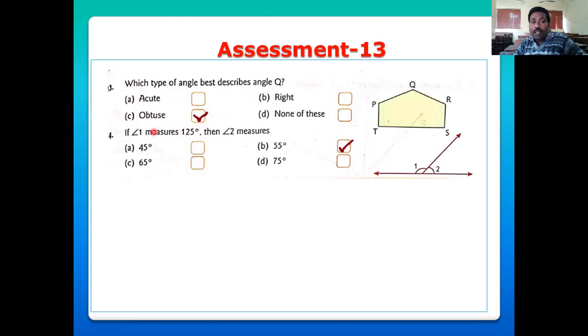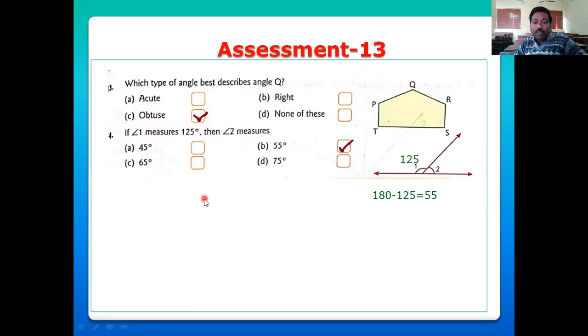Angle 1 measures 125 degrees, find the measure of angle 2. Here we see this is a straight angle, and the angle is 125 degrees. So what will be the measurement of angle 2, and how can we find it? When we subtract 125 degrees from 180 degrees, we get 55 degrees. So our answer will be B.